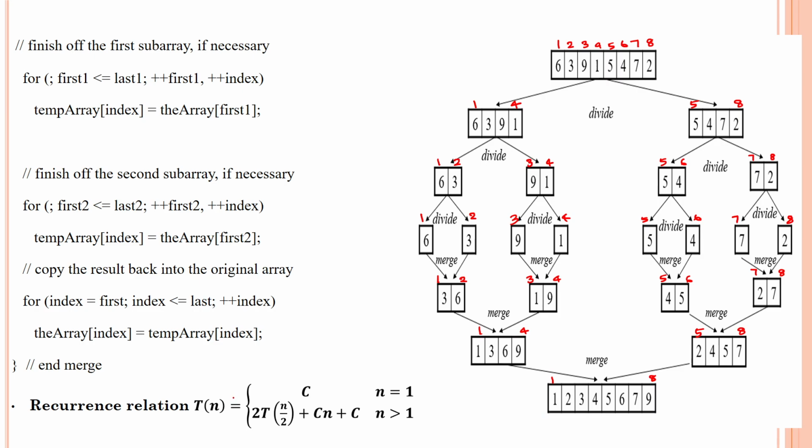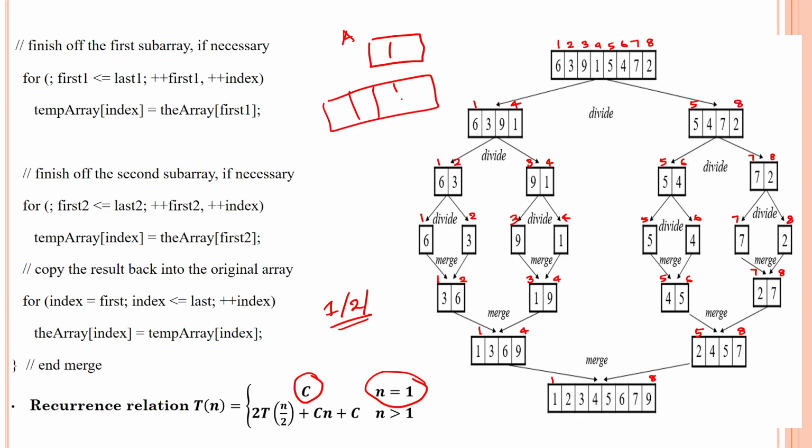Based on that, when n equals 1, that means if your array has only one element, it will consume a constant amount of time, for example 1 unit or 2 units of time. But if the array has more than one element, then it will take 2 times T of n by 2 plus a constant number of steps whenever n is greater than 1. Now let's solve this recurrence relation to get the time complexity of merge sort.